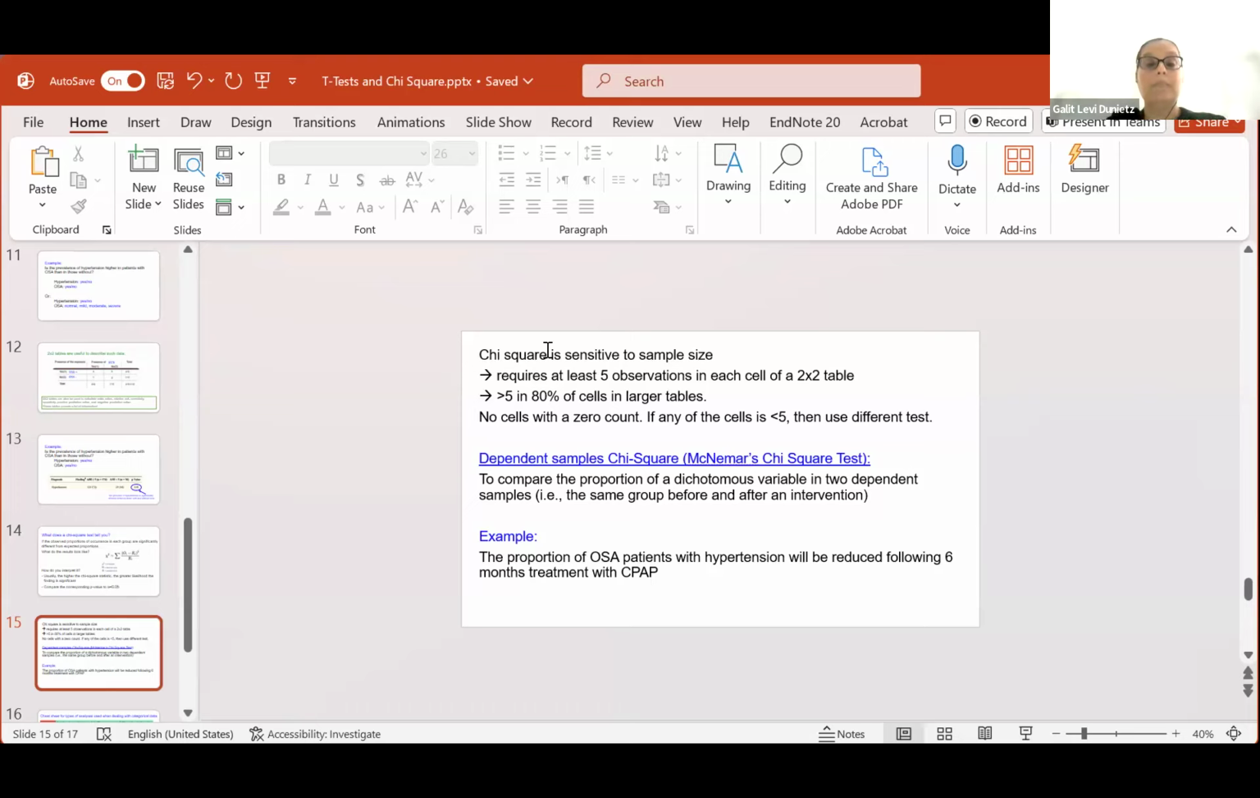So these are independent samples, the chi-square. If you have dependent samples, then you use a McNemar chi-square test that accounts for the variability that is different for dependent versus independent samples, and also accounts for the sample sizes. So an example of dependent chi-square is when you want to compare a proportion of OSA patients with hypertension before and after initiation of CPAP.